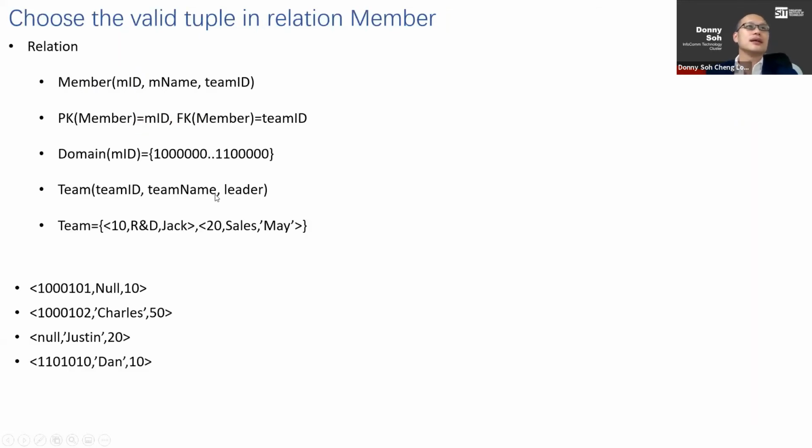The last one: choose the valid tuple in the relationship. Let me see who I can ask. There was this gentleman. Is it Amir? Are you here? Or did I get your name incorrectly? Yes, hello. Do you mind explaining this question to the class? Which one is the valid tuple, and why not the others?